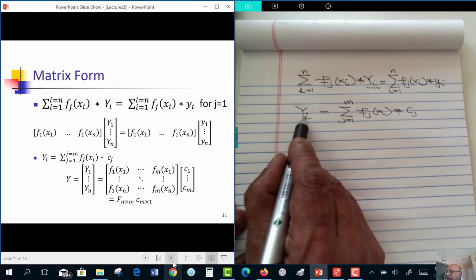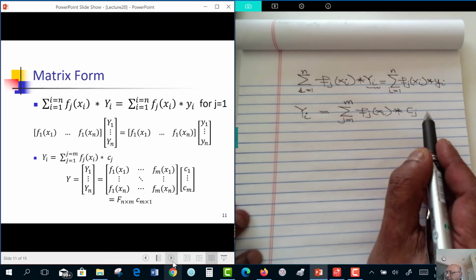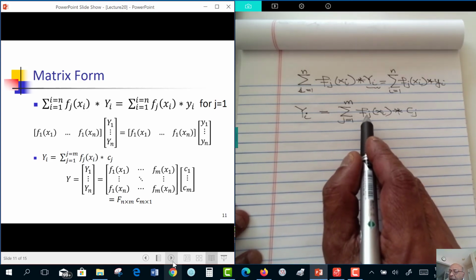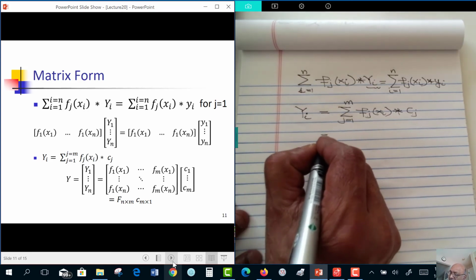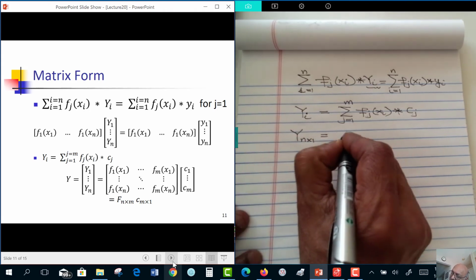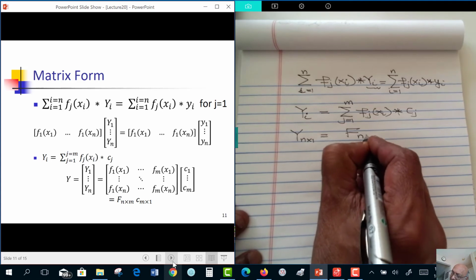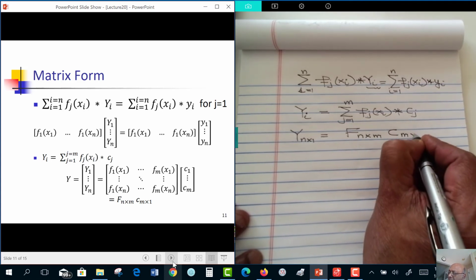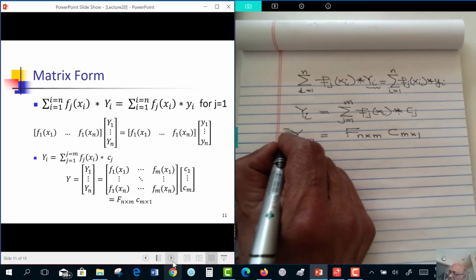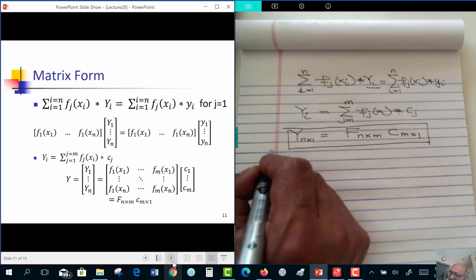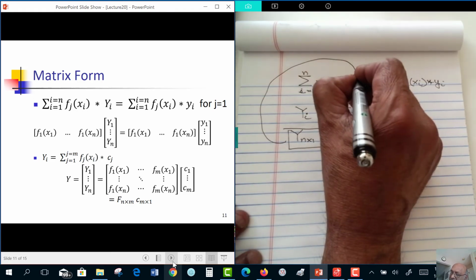Right? It was yi equals C1 times F1, C2 times F2 plus C3 times F3, like that. Now in matrix form, remember we wrote y, which was n by 1, as the function matrix n by m times c, m by 1. So what we are going to do is take this and substitute it here.